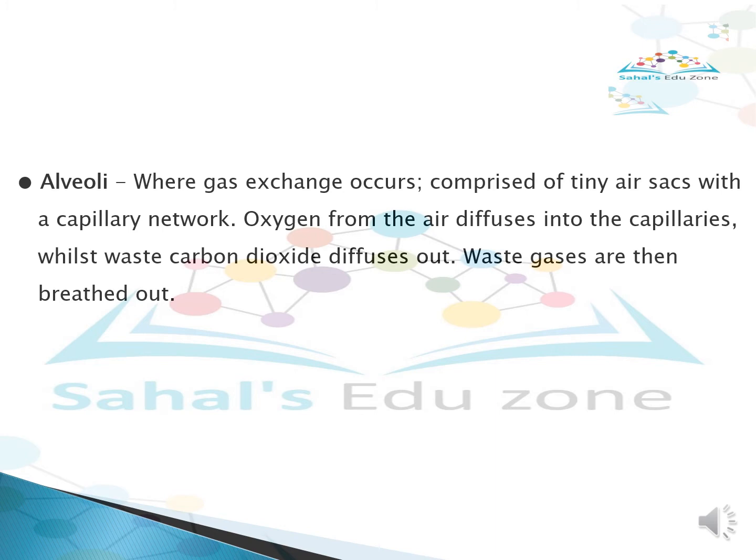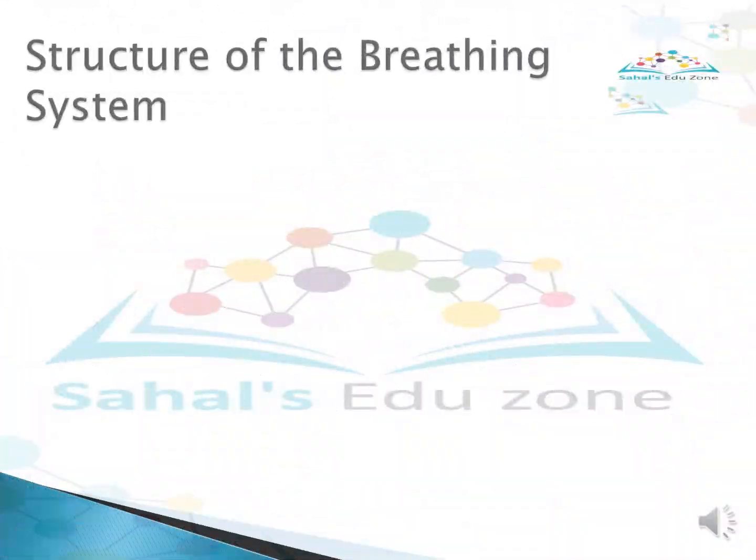Alveoli, where gas exchange occurs, comprised of tiny air sacs with a capillary network. Oxygen from the air diffuses into the capillaries, whilst waste carbon dioxide diffuses out. Waste gases are then breathed out. Structure of the breathing system.